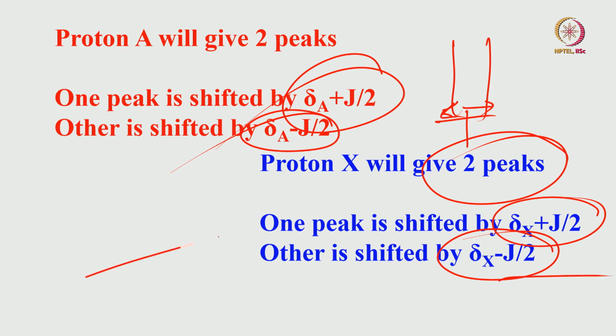Same way with delta X, there are 2 peaks from the center, one moves by J/2, the other moves by minus J/2. Exactly, you get 4 peaks. A 2 coupled spin system gives a maximum of 4 peaks: 2 for A and 2 for X.